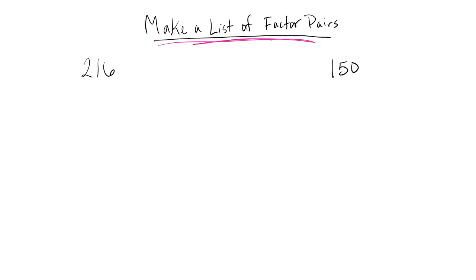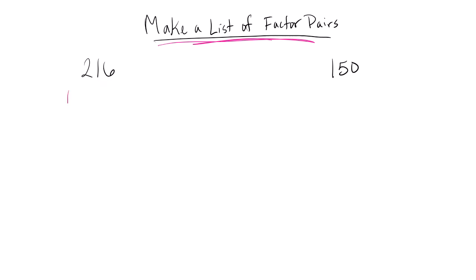So this is not a factor tree, right? I'm not breaking this down into prime numbers and going from there. What I'm doing is making a list of pairs that I can multiply to get this number. Okay, so we'll start with 216, and I picked one that's intentionally long. Not all of them will be this long, but I just wanted to show you the complete setup and the complete process. Okay, so 216. I'm going to start with 1.